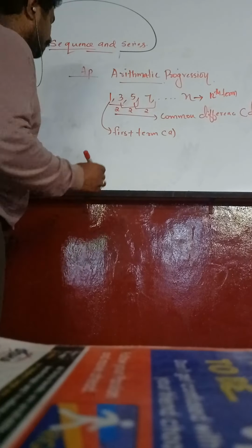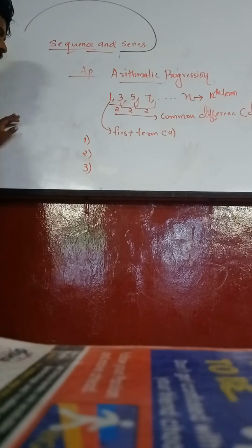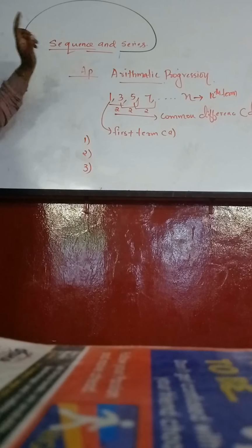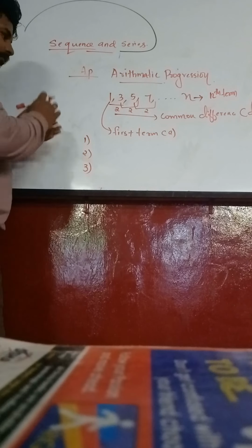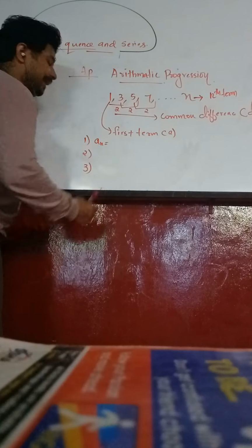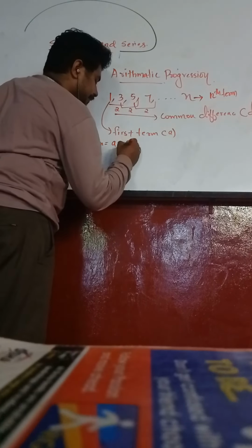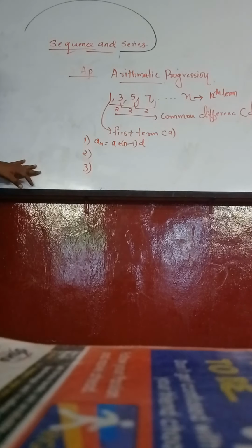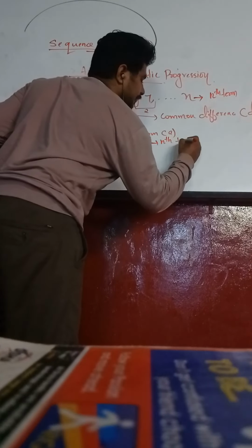Now we are going to study three equations. These are the basic equations, and the only equations that we have to study in arithmetic progression. Okay. So what are they? First, the equation to find the nth term of a sequence, which is a plus n minus 1 into d. This is the equation to find the nth term.